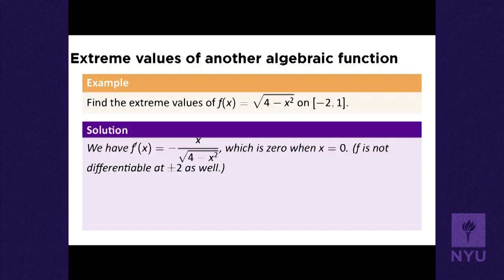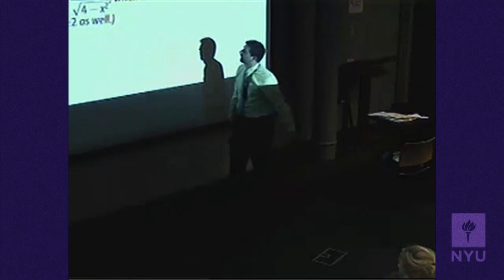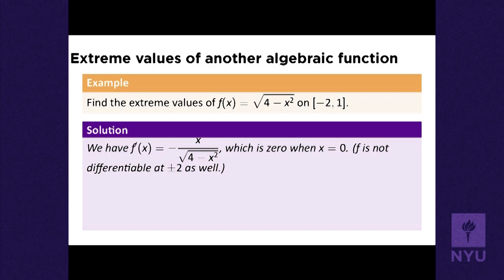So as before, we need to find the critical points. The derivative of this function is negative x over the square root of 4 minus x squared. Wait, how did you get that? I like to write the square root of 4 minus x squared as 4 minus x squared to the 1/2 power, and the derivative would be 1/2, 4 minus x squared to the minus 1/2, times the derivative of 4 minus x squared, which would be negative 2x. And if you simplify it and write the negative fractional exponent as a radical in the denominator, it gives you this here. Okay, and that's 0 when x is 0, right?